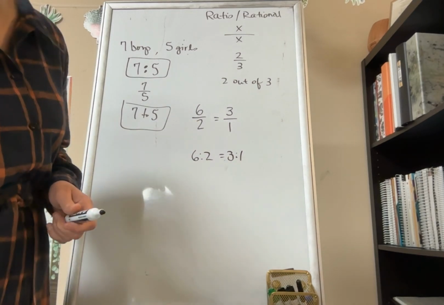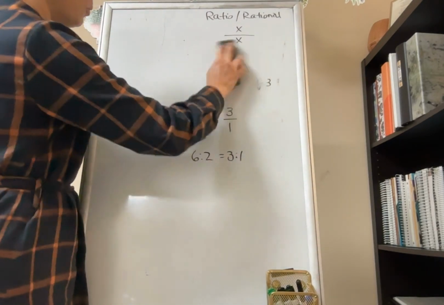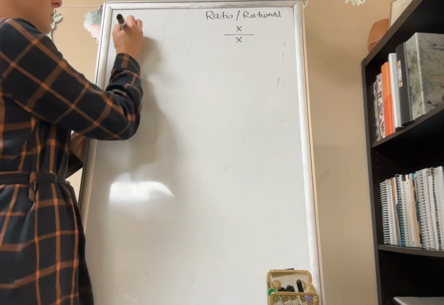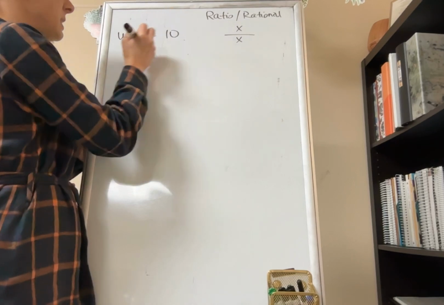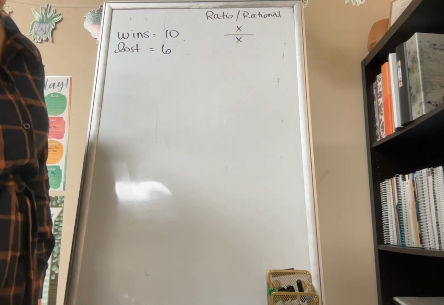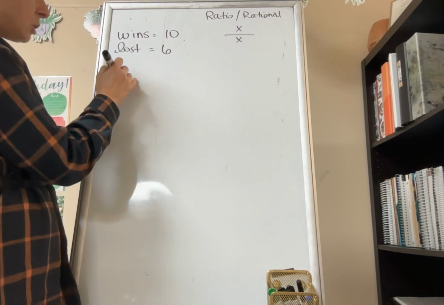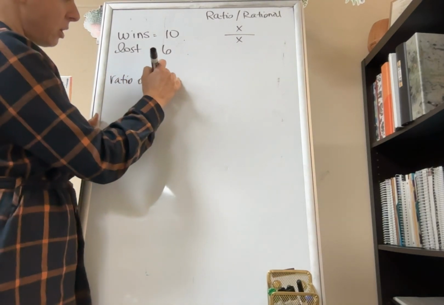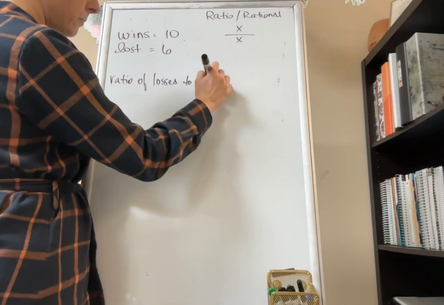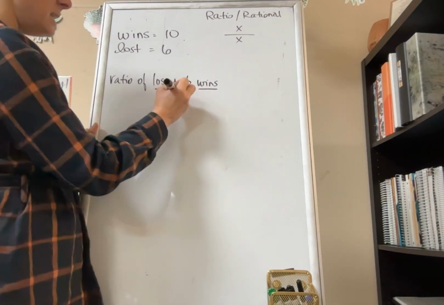Let's look at example 1 now, and let's kind of see how this works in an actual problem. So we have a soccer team that won 10 games and lost 6. So let's say what we know here. They had 10 wins and they lost 6 games. So part A tells us to find the ratio of losses to wins. Okay, now the order that these 2 things are listed here is important.